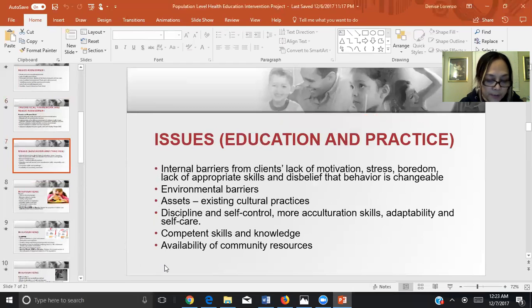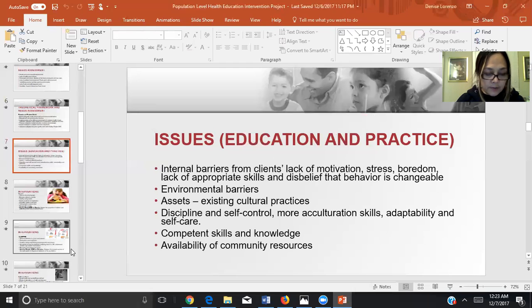The county personnel were busy, they were hard to reach, there were many requirements to fulfill, and there were insurance liability agreements that were required before you can provide education to the community.